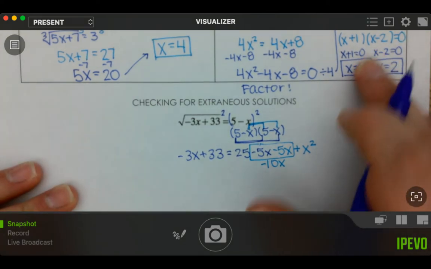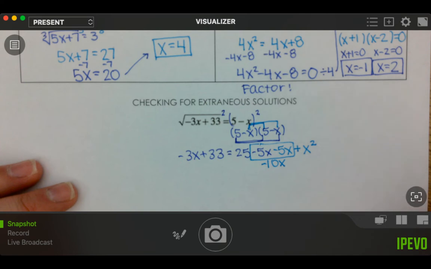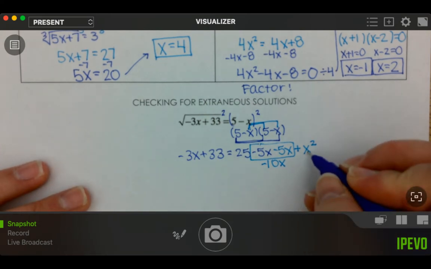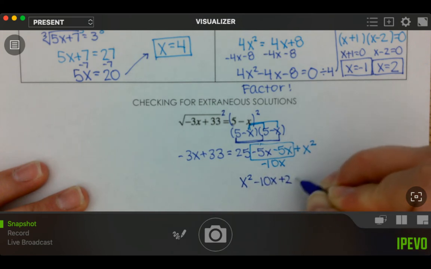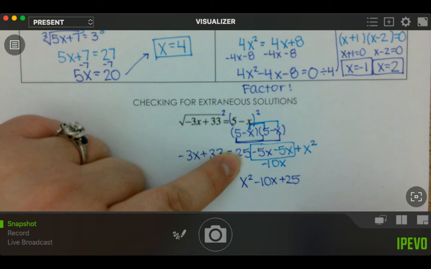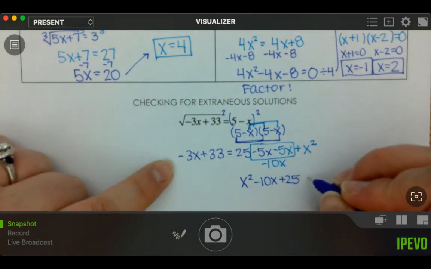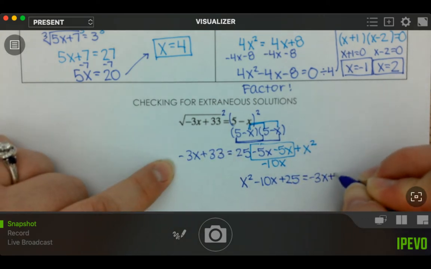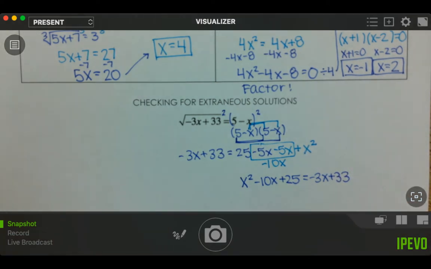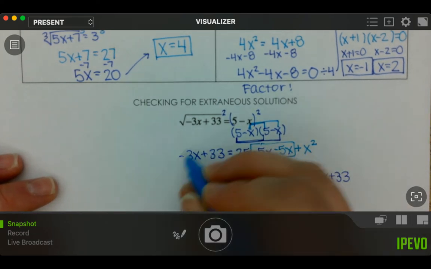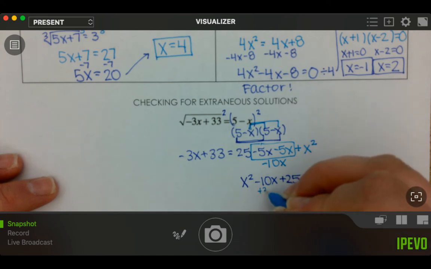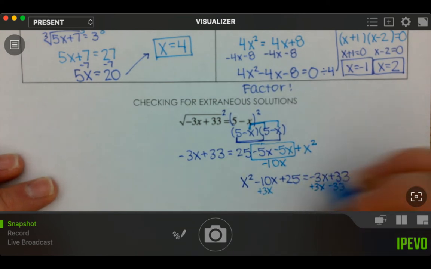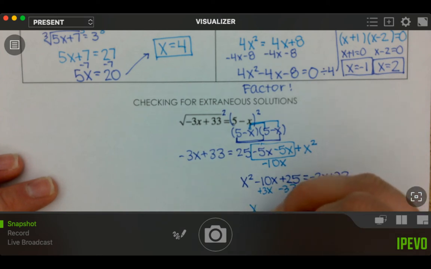And just like I did on this one, I'm going to want to get everything on the same side. So what I'm going to do is write my x squared first, minus 10x plus 25. So all I've done is I've rewritten this side right here correctly, and then I'm going to write the other side on the other side. So I am kind of flipping it around a little bit because I want my x squared to go in front. Then I didn't change anything here, but I wrote it on this side. I'm going to add my 3x and subtract the 33. Just make sure you do the opposite of both of them.